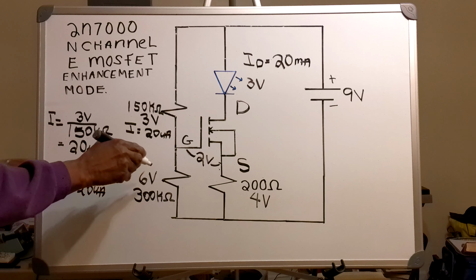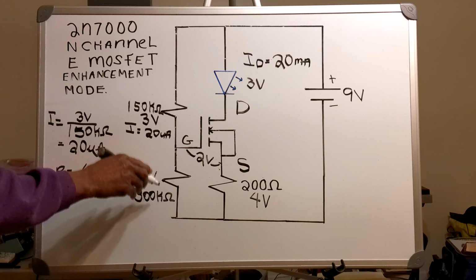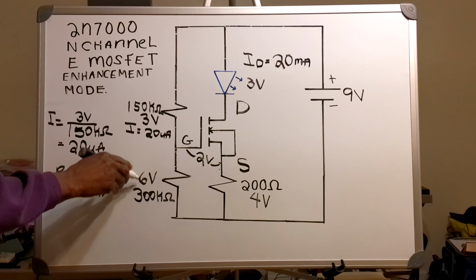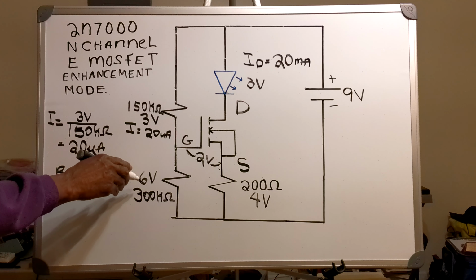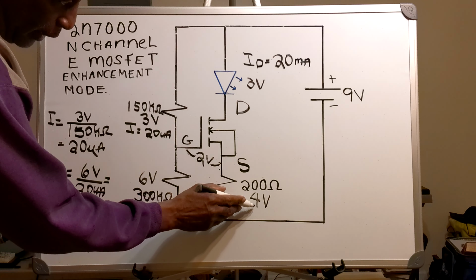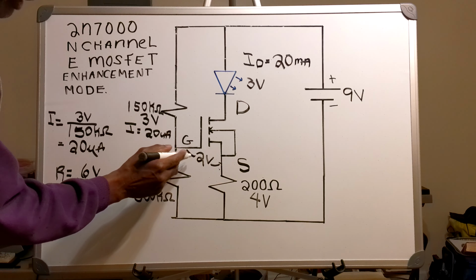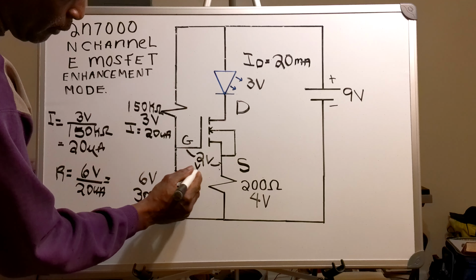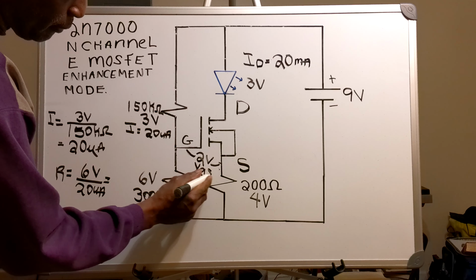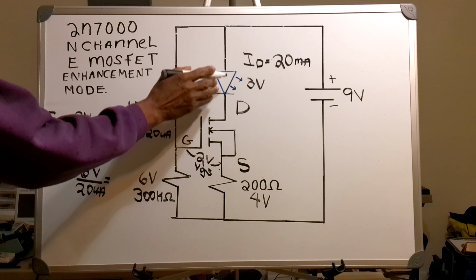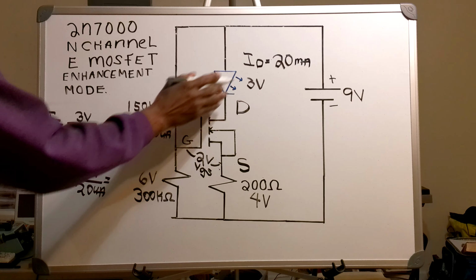And so when I put my 300 kilohm resistor in the circuit, I'm going to have a voltage right here of 6 volts. And I'm going to have 4 volts here. And I'm going to have my 2 volts VGS here. And I will have my 20 milliamp current flowing through my blue 3-volt diode.